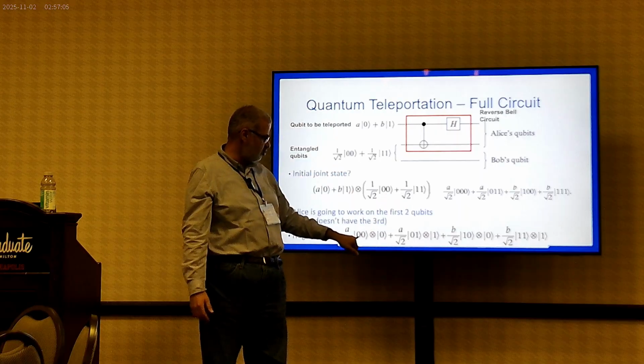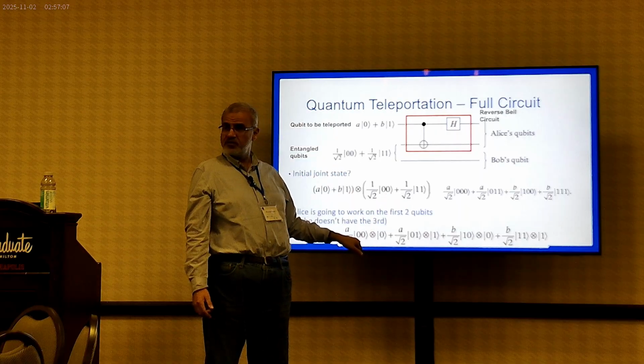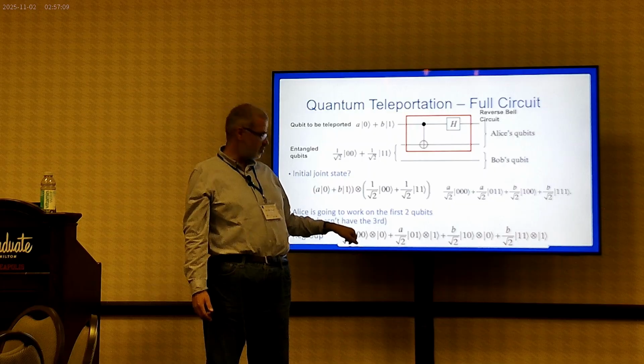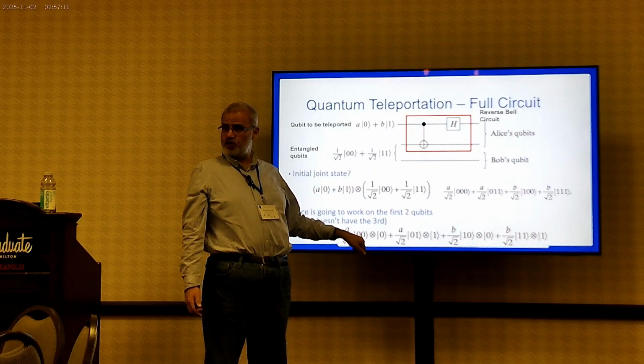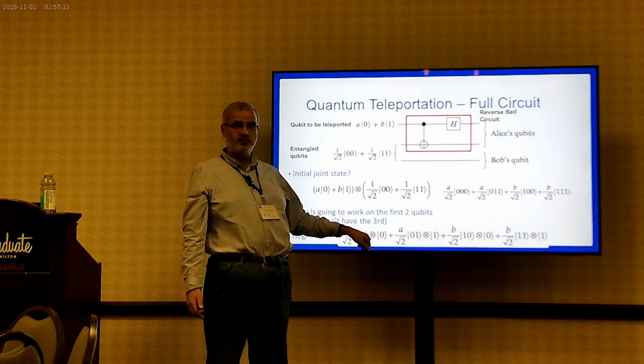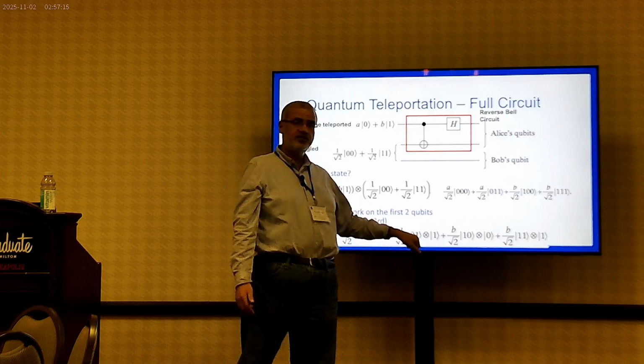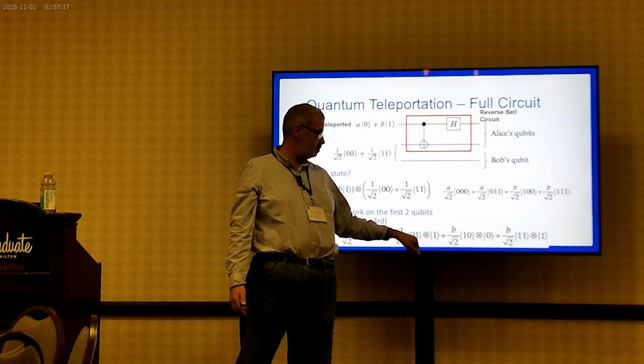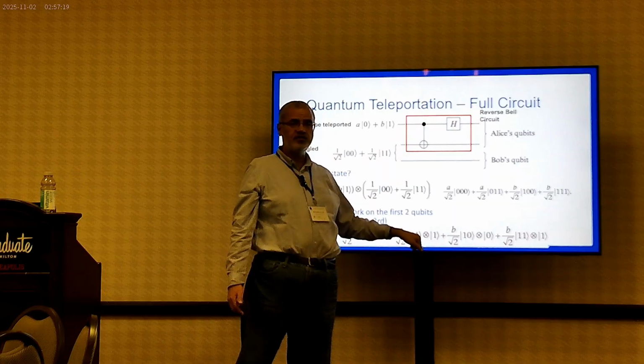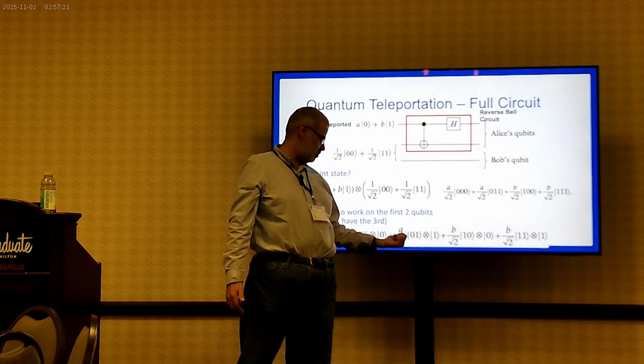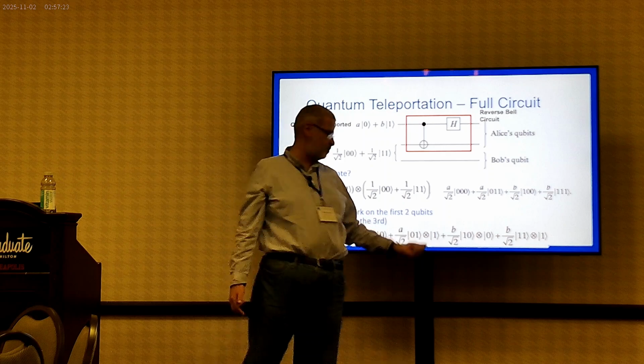So when I apply C-NOT to 0, 0, what would be the output? The control is 0, so the NOT operation will not be performed. So I get 0, 0. If I apply 0, 1, what would be the output? Apply C-NOT to 0, 1. 0, 1, because the control is 0, it will not be inverted.